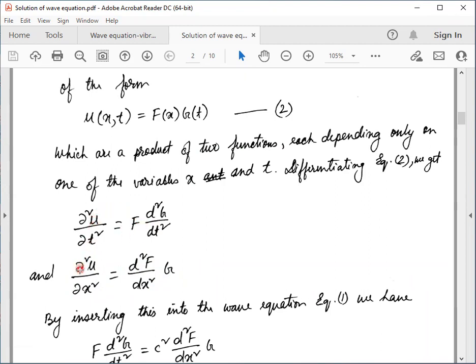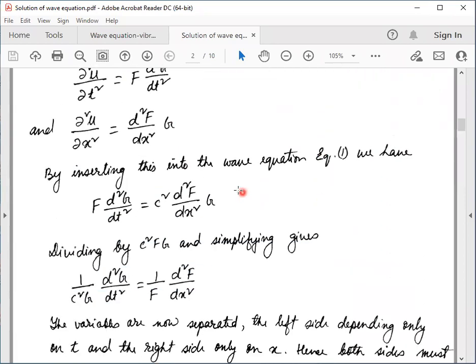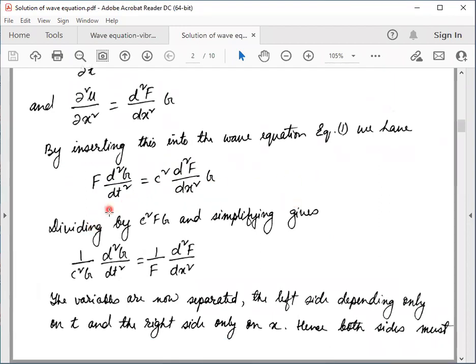So we calculate these two derivatives, and then we insert these two values in equation number 1, that is in the wave equation, and we shall obtain this equation. f times d2g by dt square equal to c square d2f by dx square times g. Now what do we do? We divide both sides by c square fg. So dividing both sides by c square fg and simplifying, we get 1 by c square g d2g by dt square equal to 1 by f d2f by dx square.